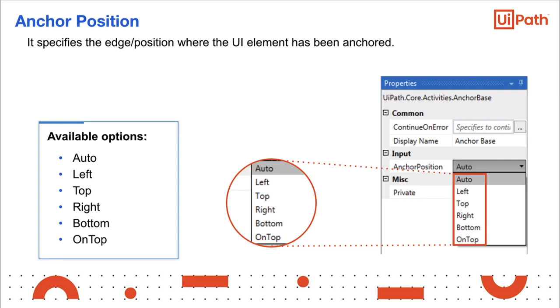When left is selected, the UI element on the left of the container is searched. Similar interpretations apply to top, right, bottom, and on top. It is good to use anchor position as auto, and the default direction for the anchor position is first right, left, and then bottom. These directions are generally preferred for an anchor position, and then the closest one is selected.